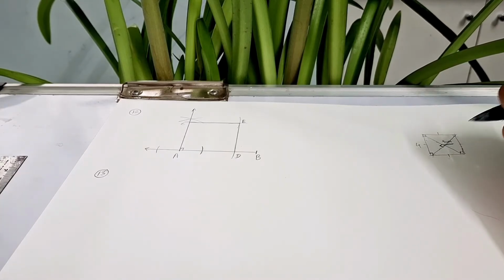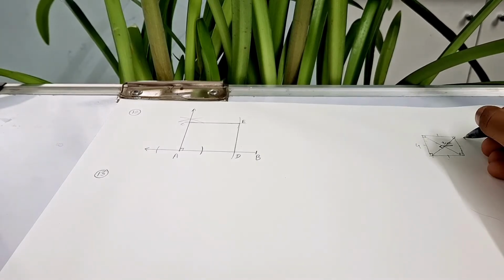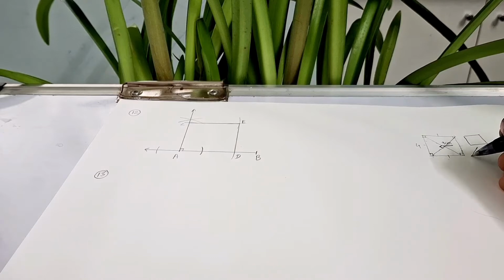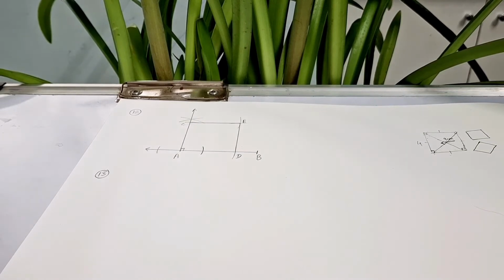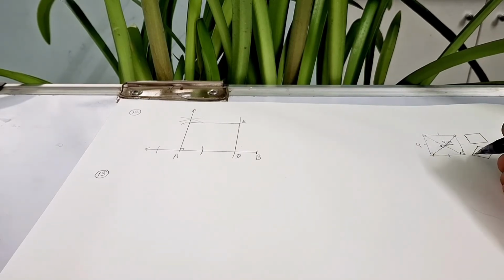So let's take this diagonal as the base of the square, because not necessarily a square always has to be drawn this way only. We can also draw a square this way in an oblique plane. This is also correct. So I will take the diagonal 9 centimeter as the base.